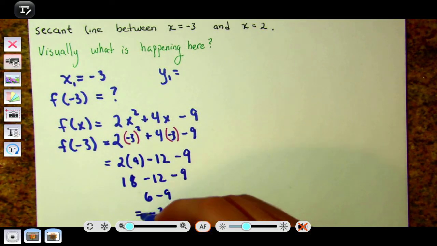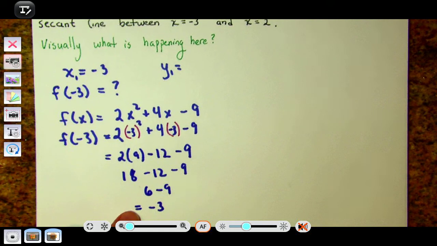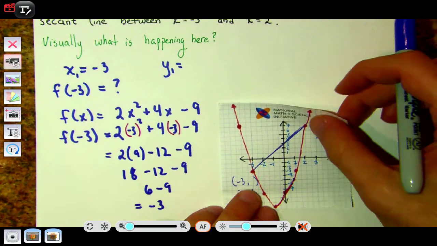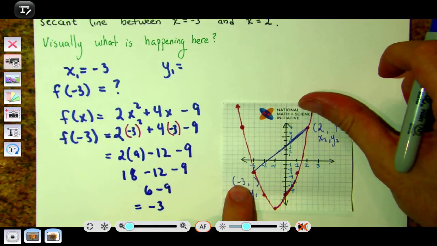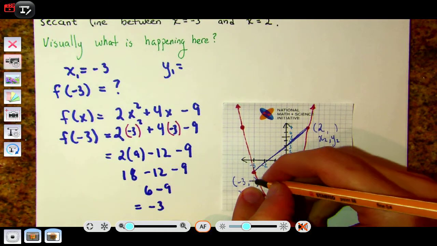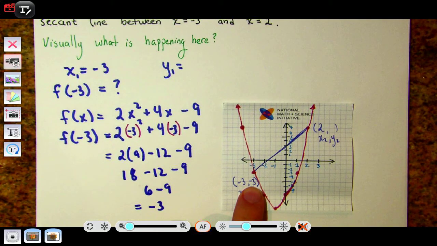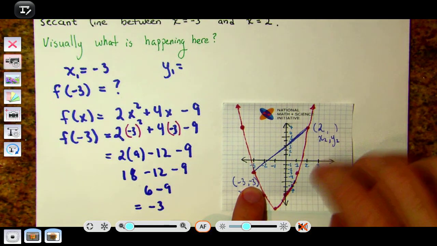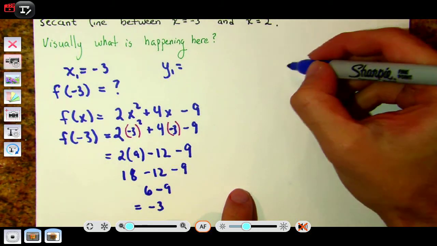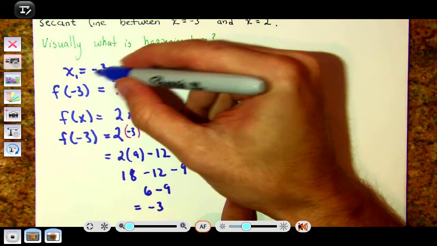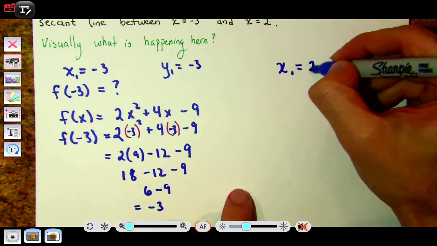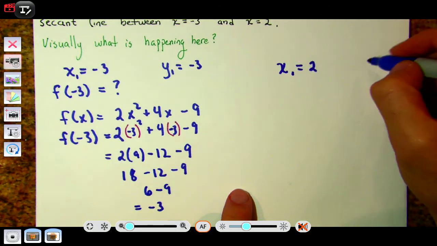So notice that when we plug in x equals -3, what is that y value over here? It just happens to be -3. Okay? Now let's find the y value over here. So we know x sub 1 is -3, y sub 1 is -3. If x sub 2 is 2, given the information we have, we need to find y sub 2.